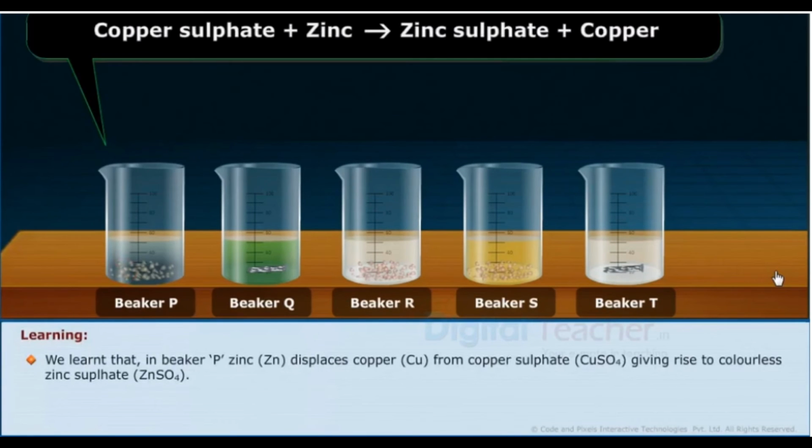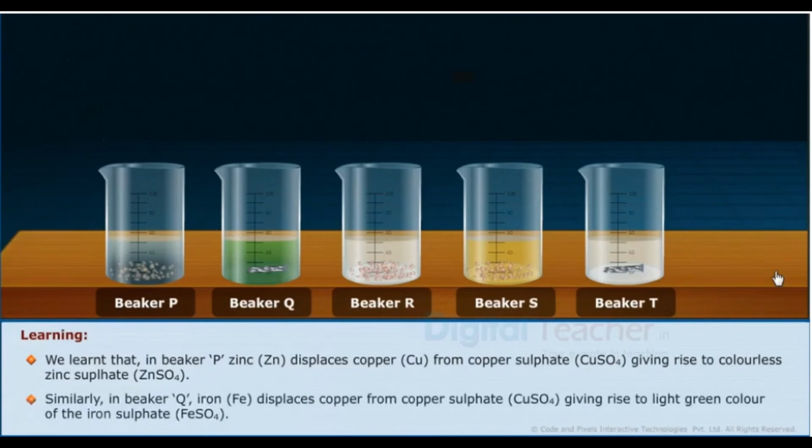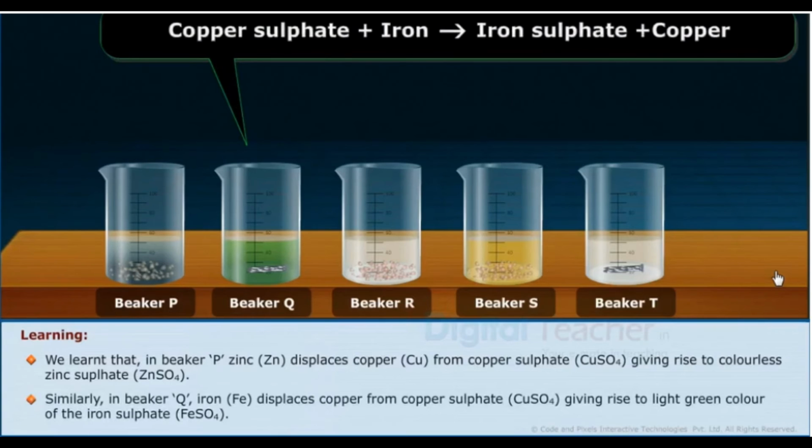We learned that in beaker P, zinc displaces copper from copper sulfate, giving rise to colorless zinc sulfate. Copper sulfate plus zinc gives rise to zinc sulfate plus copper. Similarly, in beaker Q, iron displaces copper from copper sulfate, giving rise to light green color of the iron sulfate. Copper sulfate plus iron gives rise to iron sulfate plus copper.